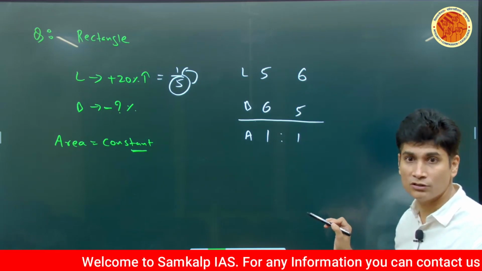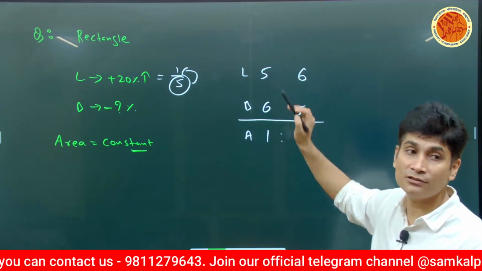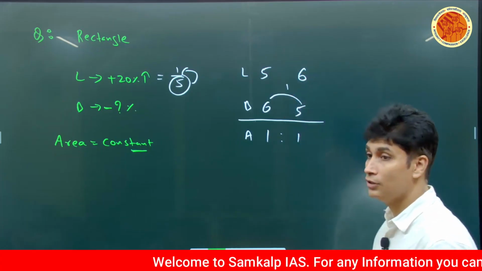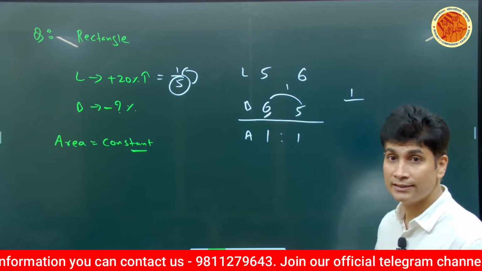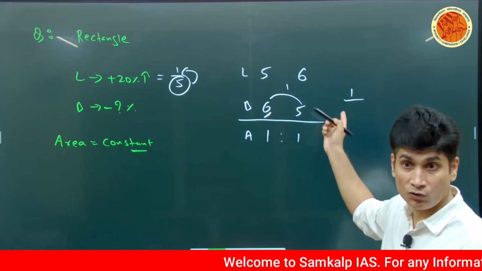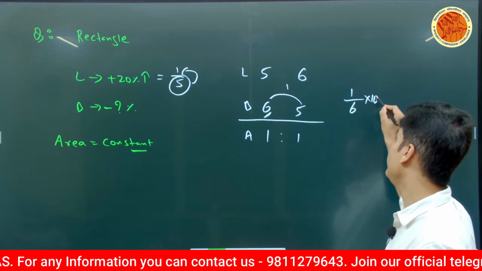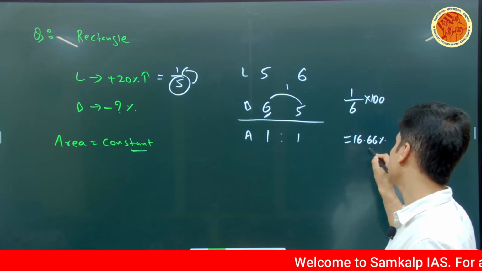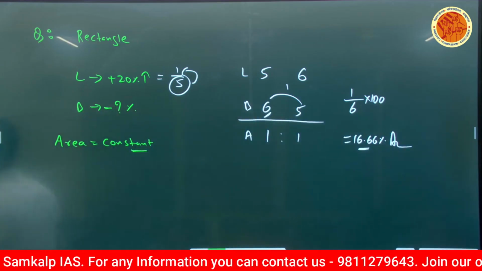The area remains constant. So what you see here is that if the length increases from 5 to 6, then the breadth goes down from 6 to 5. By how much? 1 unit. And 1 unit over 6. So earlier the breadth was 6, now it is 5. 1 unit decrease, and 1 unit decrease on 6. That's why 1 upon 6 multiply 100 will give 16.66%. 16.66%. Understood now?